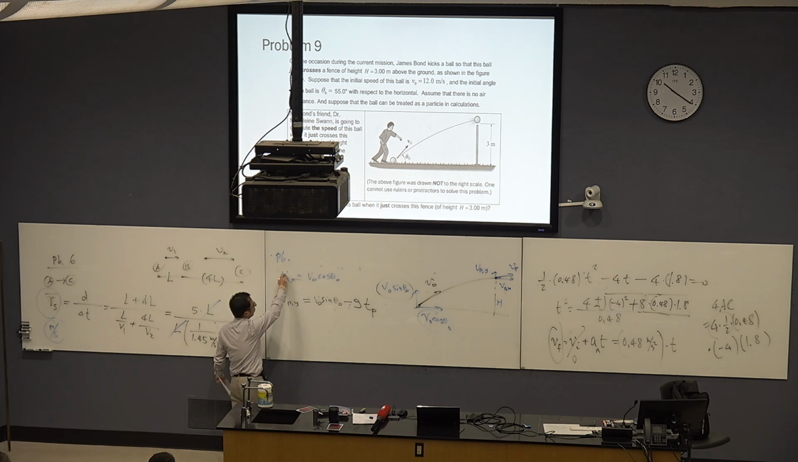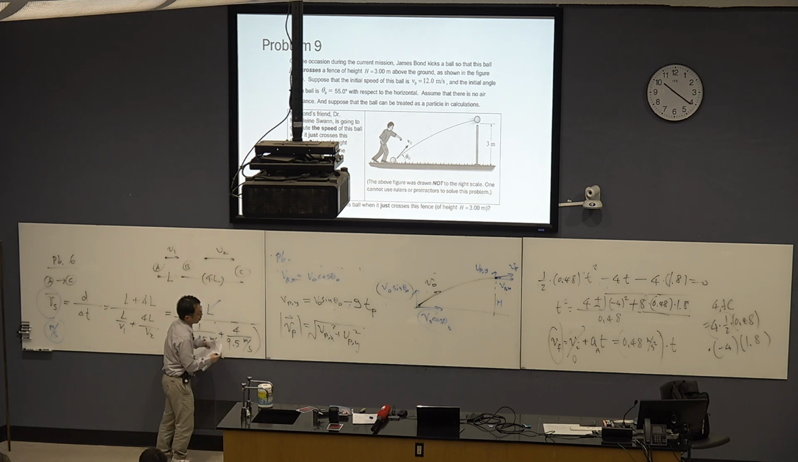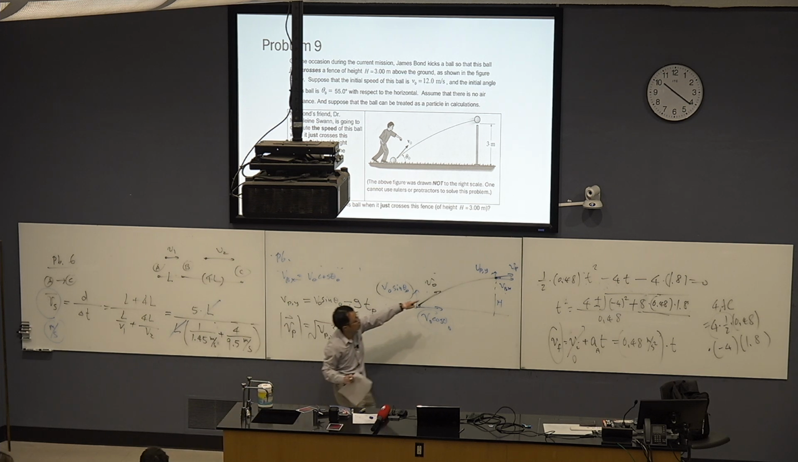But once you know both components, how would you get the speed? The speed, like Vp, means the magnitude of velocity, so you would just use the Pythagorean theorem: Vp,x squared plus Vp,y squared, and take the square root. So that's what we meant by speed. Speed means magnitude of velocity, right? That's the speed at this location here.